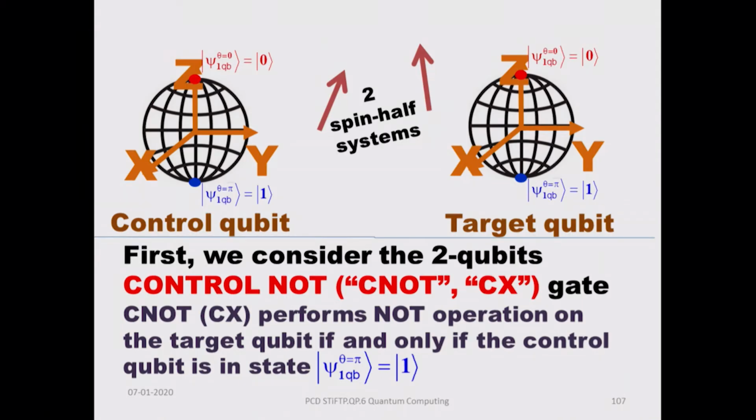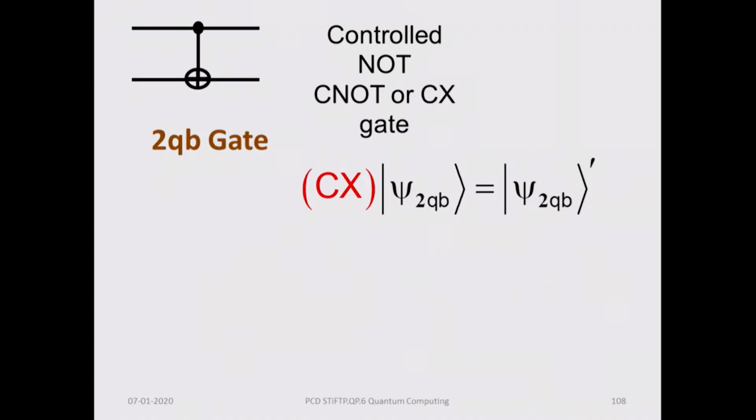And the condition on the control qubit is that it must be in the state 1, which is actually at the south pole of the Bloch sphere. Okay? Under that condition, it will perform an operation on the target qubit. So, we will introduce this. It is represented by this symbol in the upper left corner, and you will understand this symbol as we discuss this further.